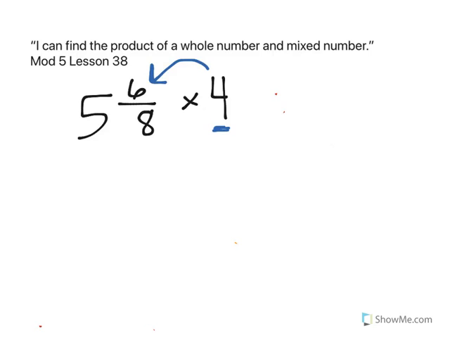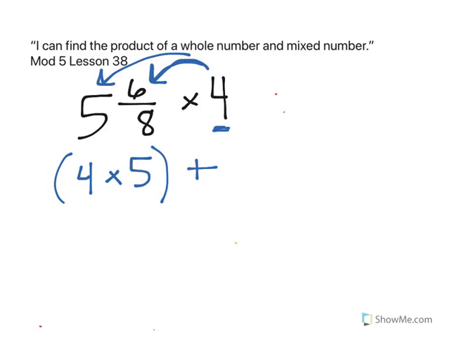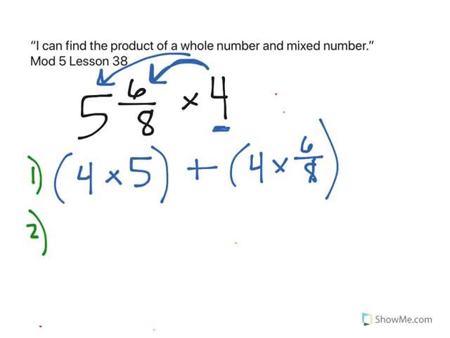I'm going to model the strategy of using distributive property. So 4 times, we want to distribute it to our whole number and our fraction. So 4 times 5, I like doing the whole number first, plus 4 times 6/8. Okay, now step 2 is I can solve it.